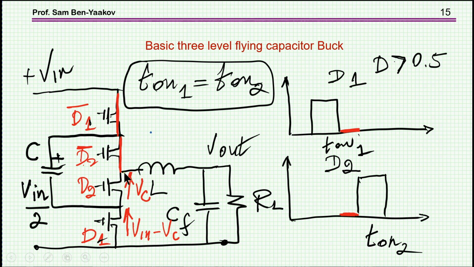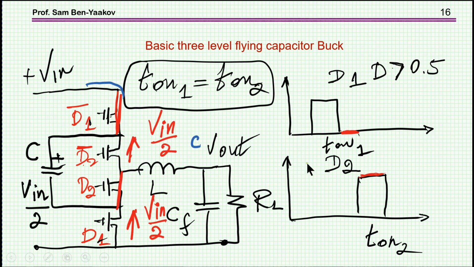When these two are conducting, that is D1 and D2 are not, then we see here the input voltage, but at this point, the clamping point, we see the capacitor voltage. So the voltage here is V in minus the capacitor voltage, and we have a capacitor voltage on this device. So it fulfills the two objectives of lower swing and lower voltage on the devices. And the same thing goes in this situation. I'm not going to go over it.